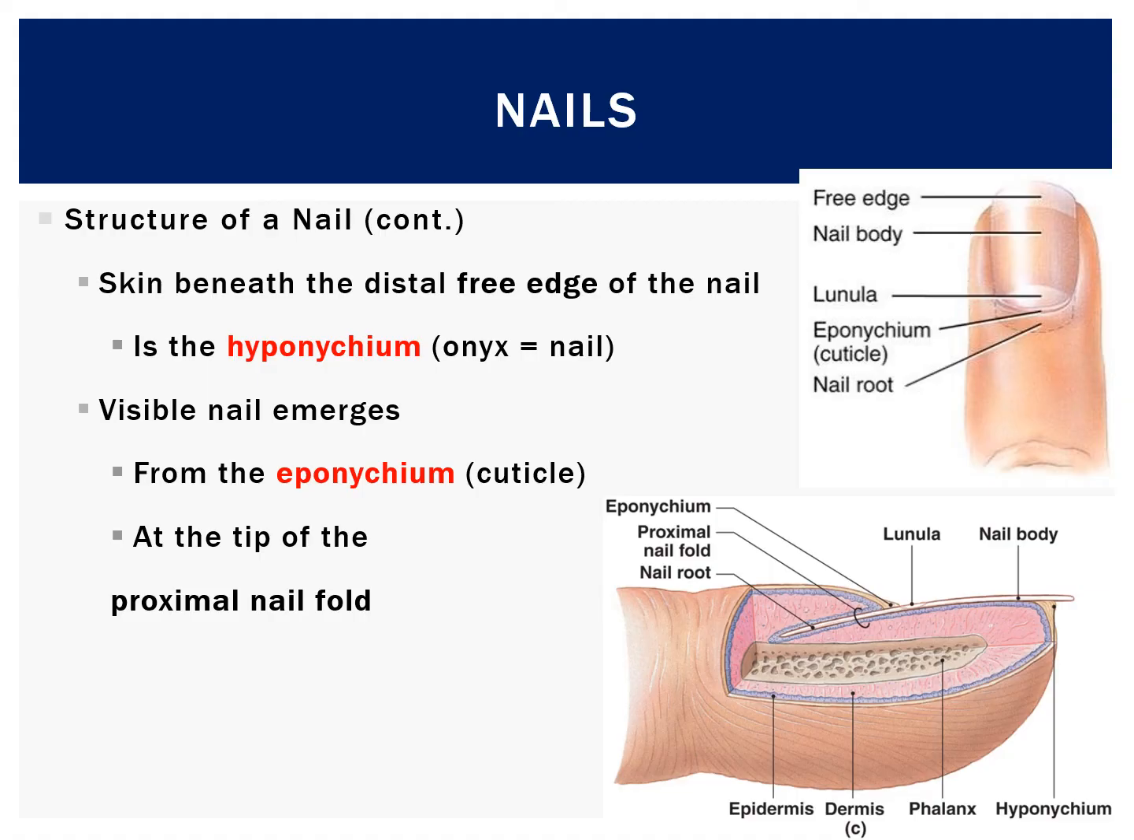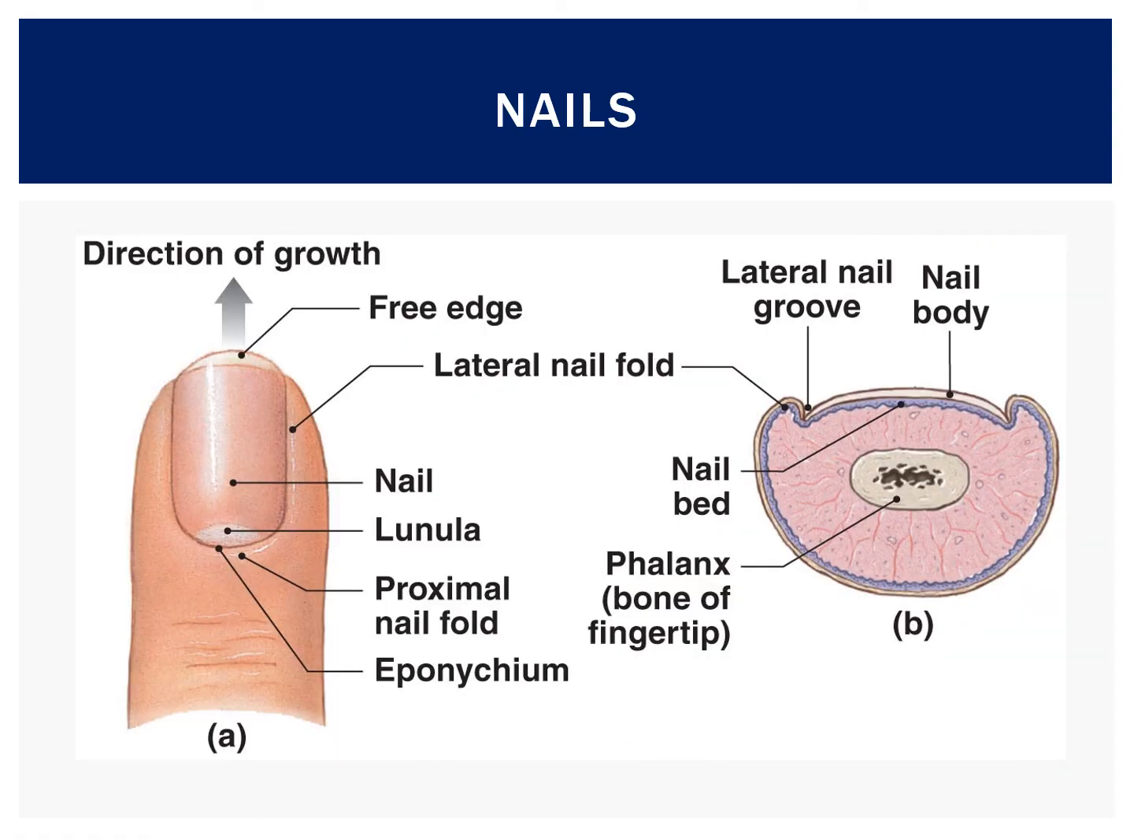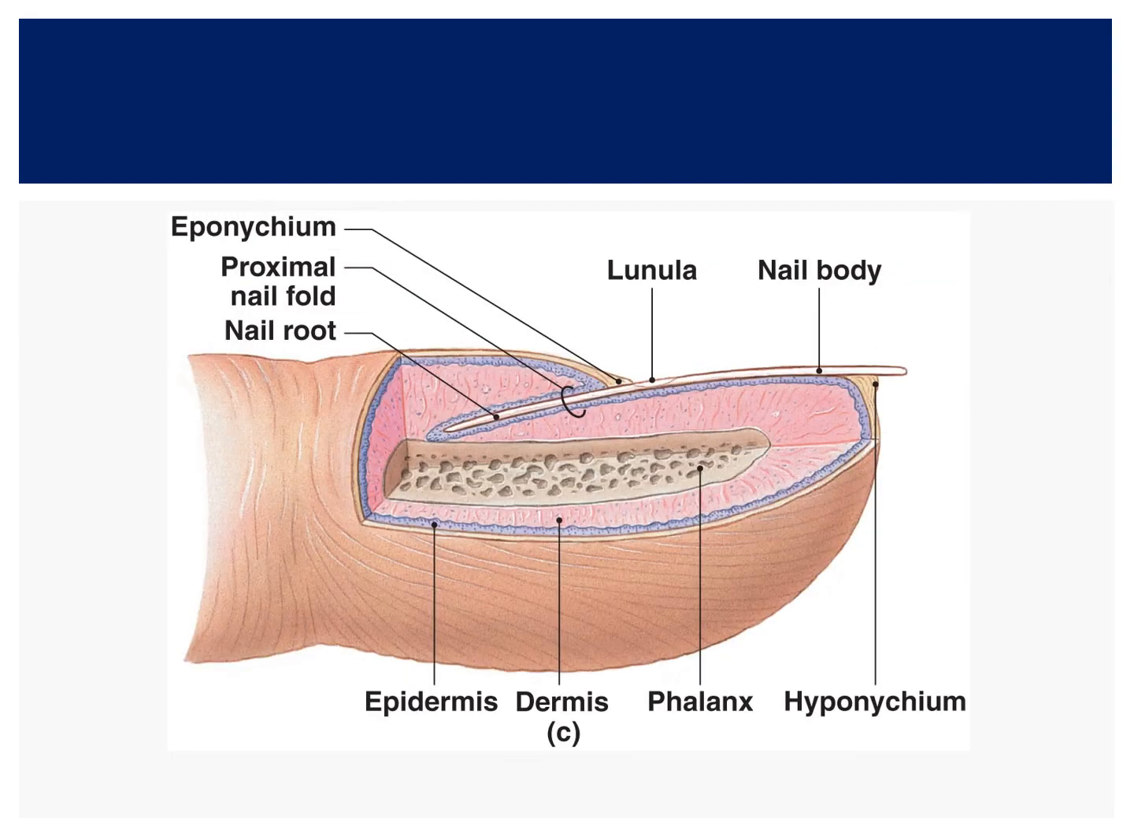Alright. Here is the image of nails and their structure. See the lunula, the proximal nail fold, the lateral nail fold, the eponychium. And here is another image of the nail. You may find the hyponychium and eponychium.